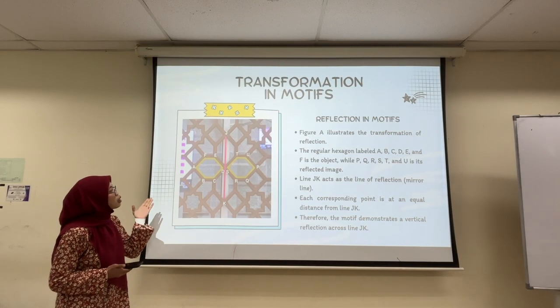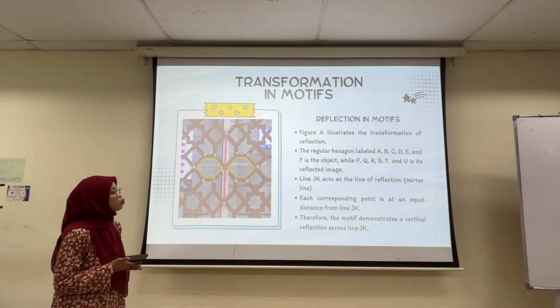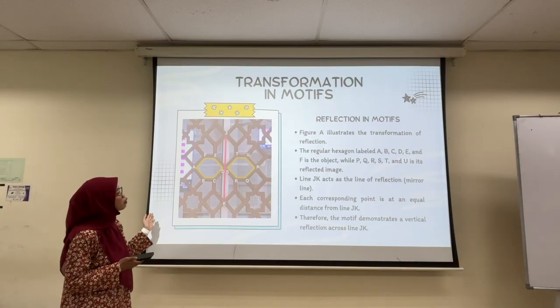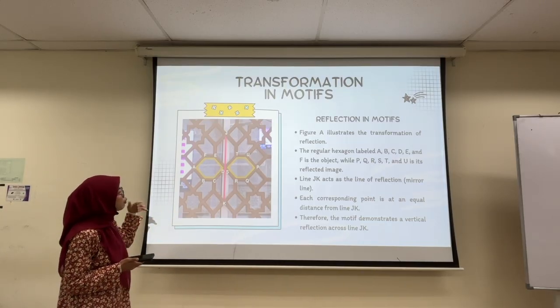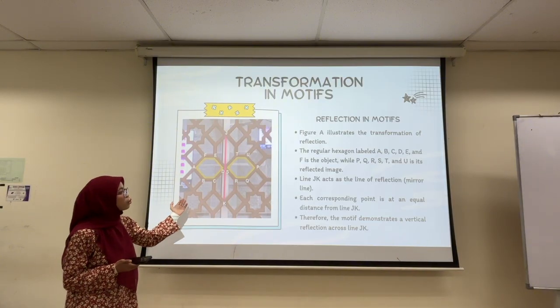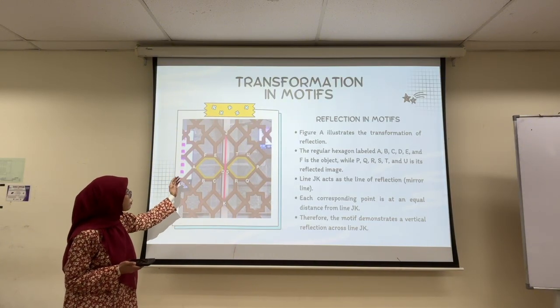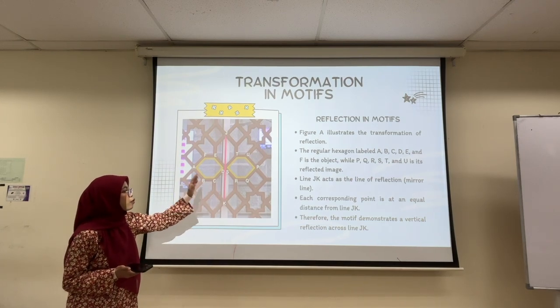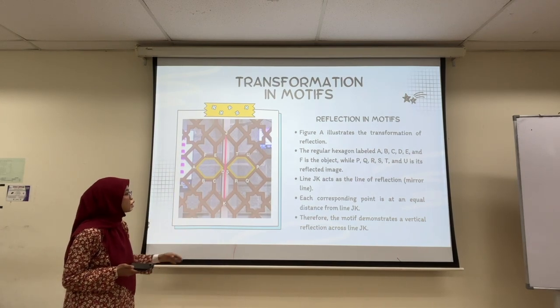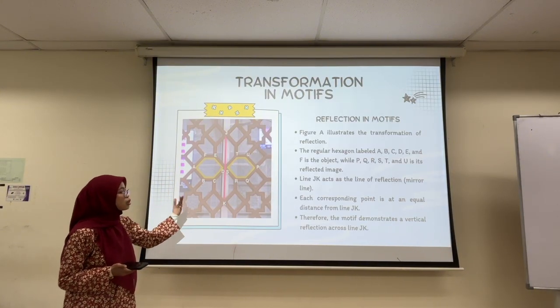So this is the transformation in motifs. The first one is the reflection in motifs, where figure A illustrates the transformation of reflection. If you can see here, the rectangular hexagon labeled A, B, C, D, E, and F is the object, while P, Q, R, S, T, and U is the reflected image. The line JK acts as the line of reflection, which is the mirror line.